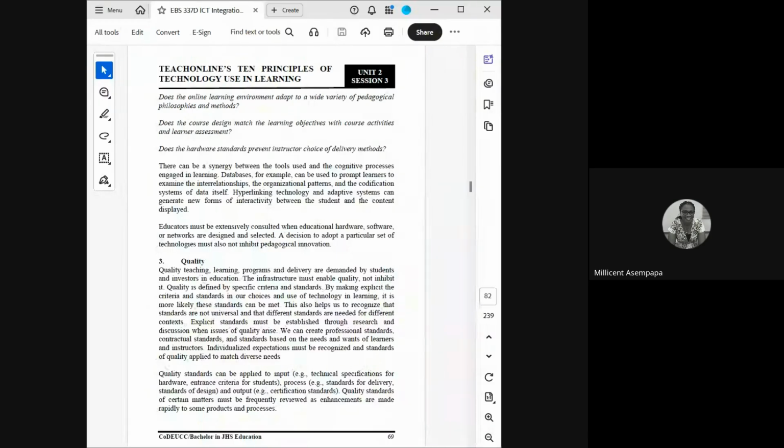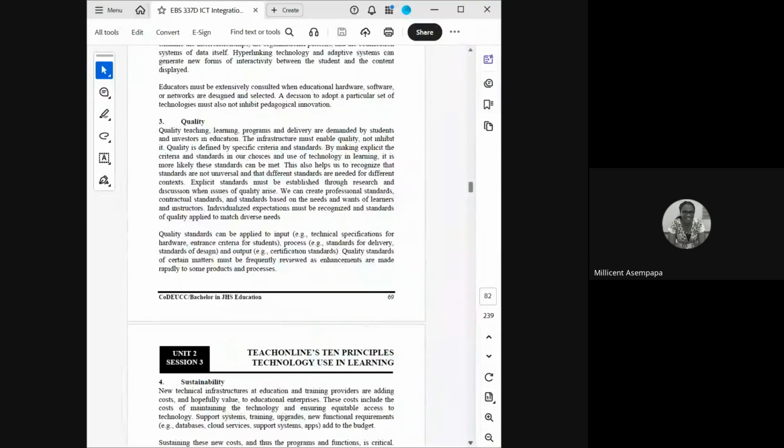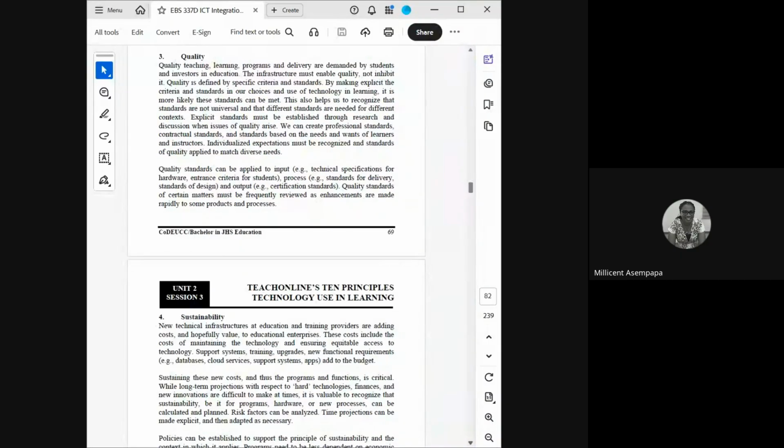We can create professional standards, contextual standards, and standards based on the needs and wants of learners and instructors. Individualized expectations must be recognized, and standards of quality apply to match diverse needs. So when you are integrating technology, we can't say that because this is helping this particular group of people achieve their aim or their objective for their learning, so we should also use it. Now we have to use it. It might not be from our context, it might not be what we want.